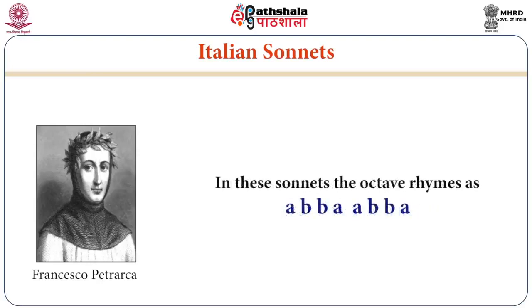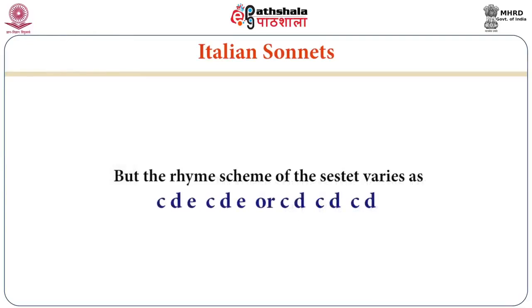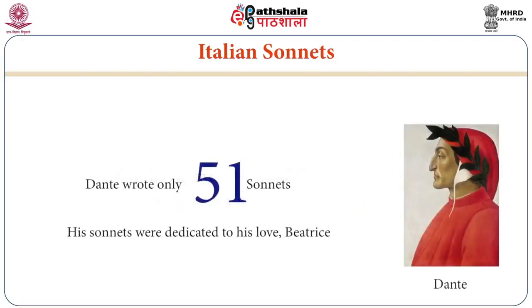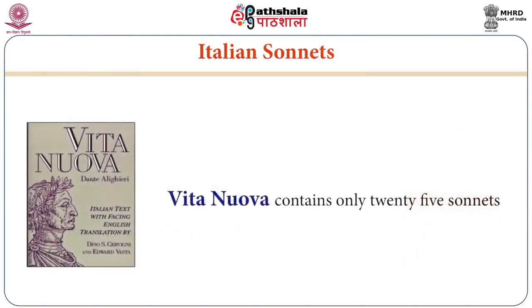In these sonnets, the octave rhyme scheme is ABBA, ABBA, but the rhyme scheme of the sestet varies as CDC, CDC or CD, CD, CD. So, there are two alternatives in the sestet. Dante wrote only 51 sonnets. His sonnets were dedicated to his love Beatrice. His Vita Nova contains only 25 sonnets.